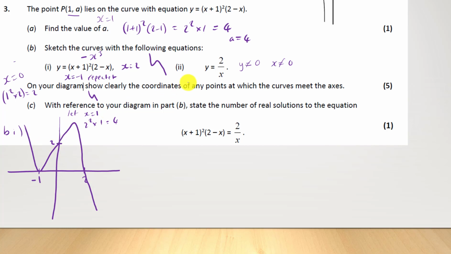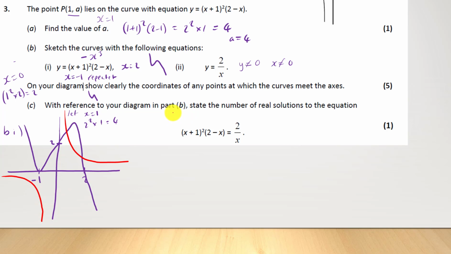Right, part 2, we know that's a reciprocal graph, so y can't equal 0 and x can't equal 0, because we can't get this value here to 0. So, if I was to draw that on the same graph, just like a normal reciprocal graph, doing something like that is fine.